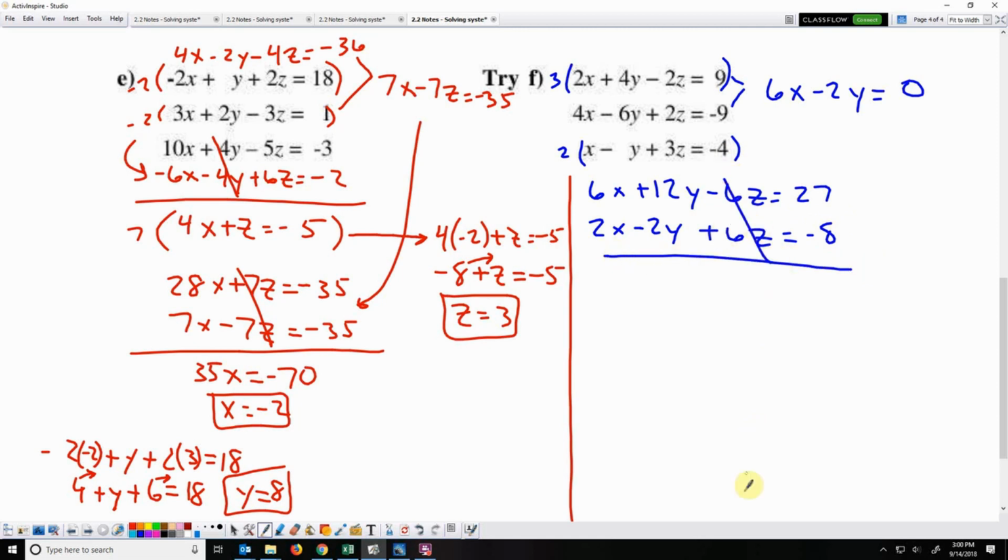And my z's are going to eliminate. So I get 8x when I combine these. 12 minus 2 is 10. And 27 minus 8 is 19.